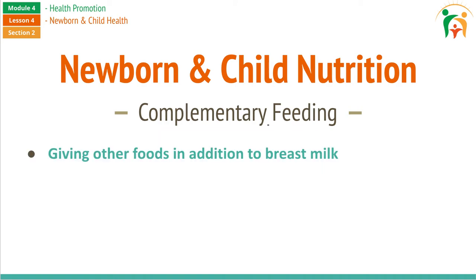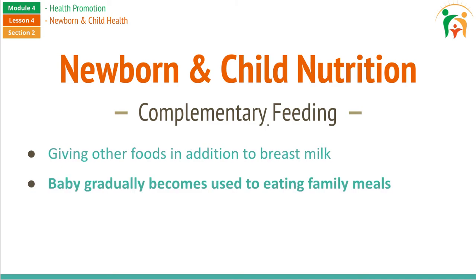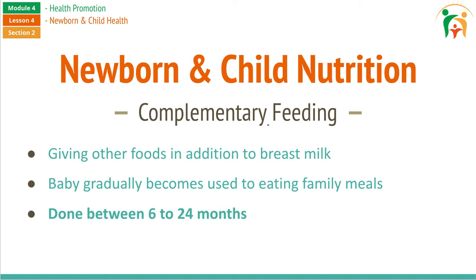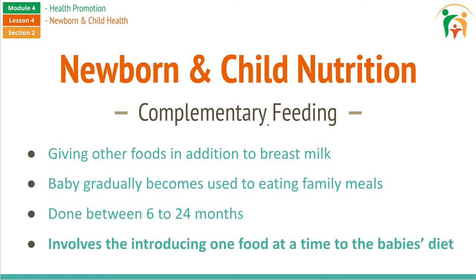Complementary feeding. Giving other foods in addition to breast milk is what is known as complementary feeding. Baby gradually becomes used to eating family meals. This is done between 6 to 24 months. Involves introducing one food at a time to the baby's diet. Around the age of 2 years, the baby becomes used to family foods, which can entirely replace breast milk, although the child may still breastfeed.